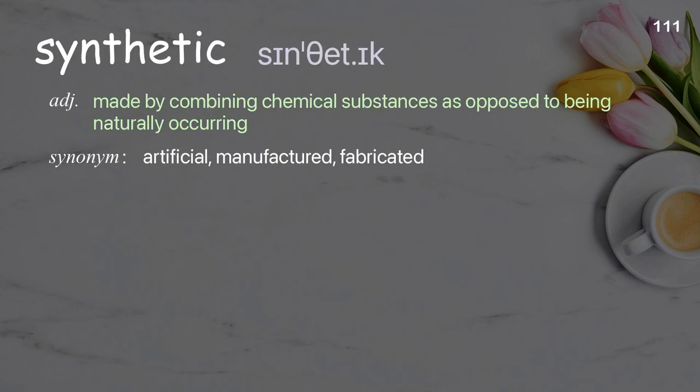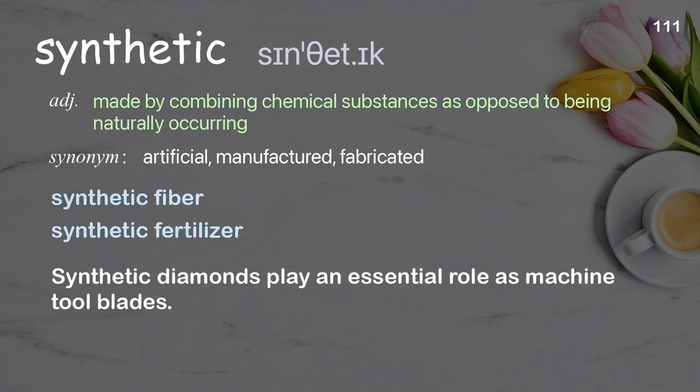Synthetic. Made by combining chemical substances as opposed to being naturally occurring. Examples: synthetic fiber, synthetic fertilizer. Synthetic diamonds play an essential role as machine tool blades.